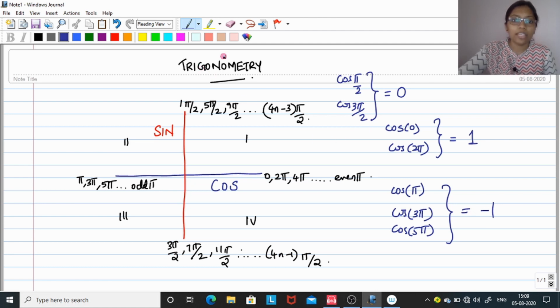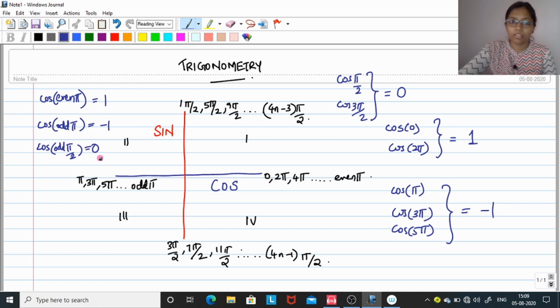Okay, so let us generalize this. Cos even pi, even pi means angles coming under the right side, is positive 1, and cos odd pi, which means angles coming under the left side, is negative 1. And finally cos, how to generalize this? These angles, everything are odd number into pi by 2, isn't it? 1, 3, 5, 7, 9, 11, etc. are odd numbers. So cos odd pi by 2 is equal to 0. Okay, so this is the conclusion made from the cos side.